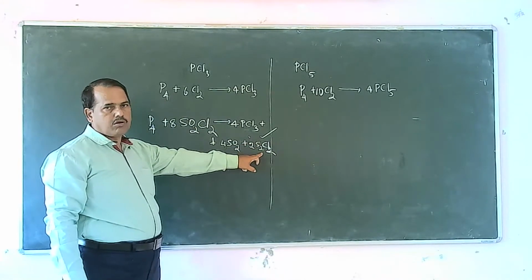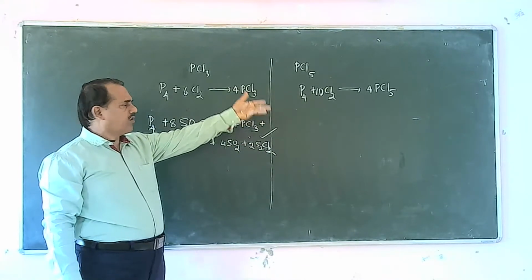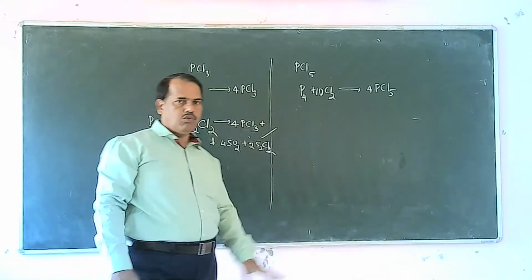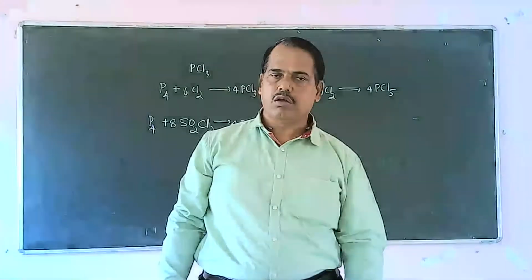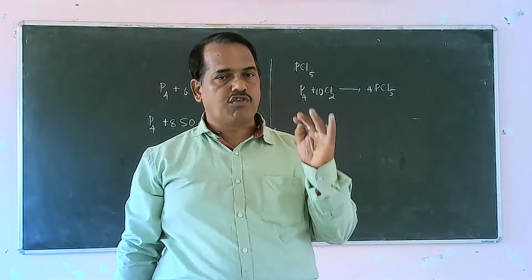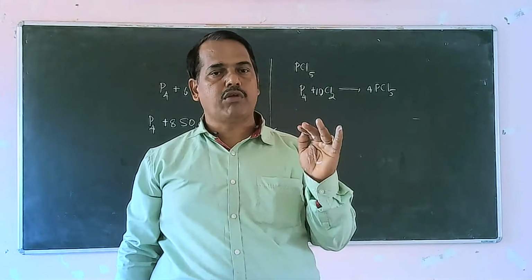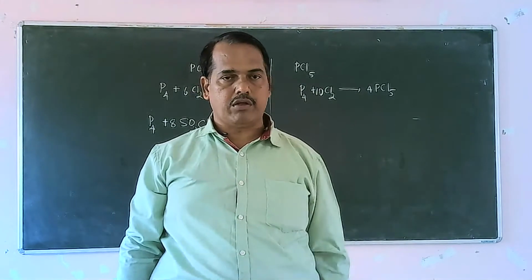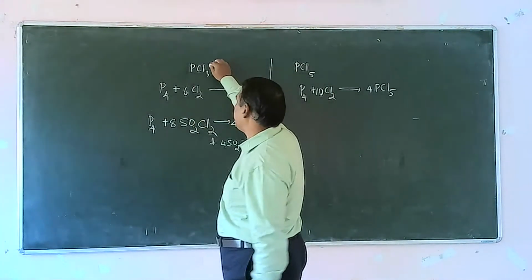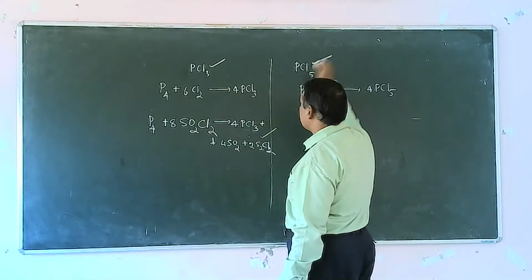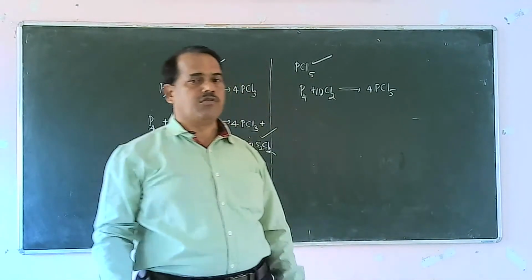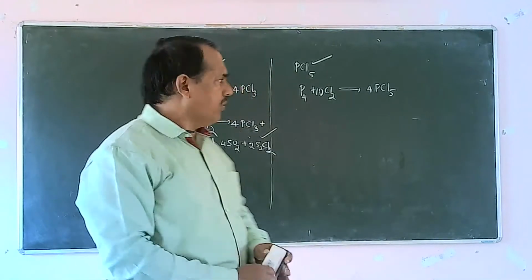Here 4 here. Like PCl5 is also prepared. Just you have to take 10 SO2Cl2. Easily done. Are you clear? So this is nothing but the preparation of phosphorus pentachloride as well as phosphorus trichloride. Are you clear? Okay. So this phosphorus pentachloride and trichloride, what are its physical properties? What are its bond nature?